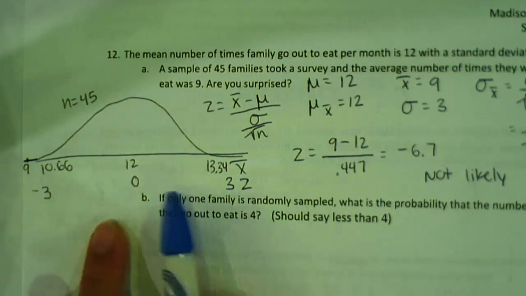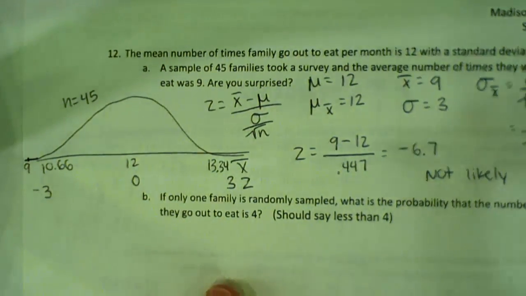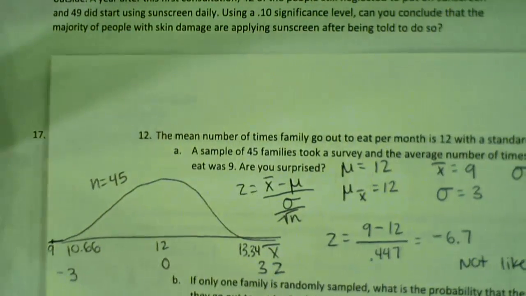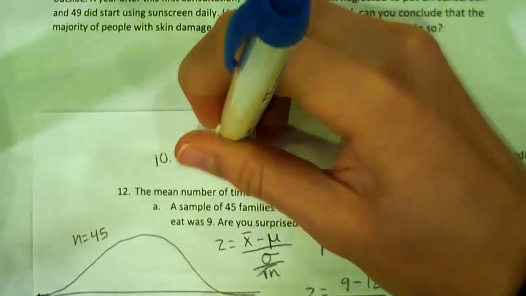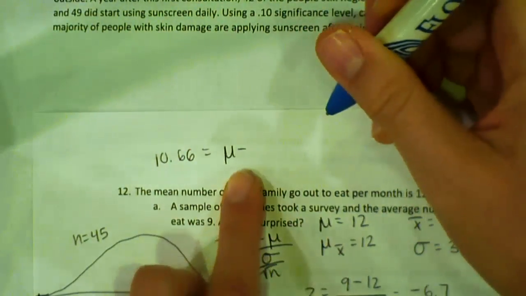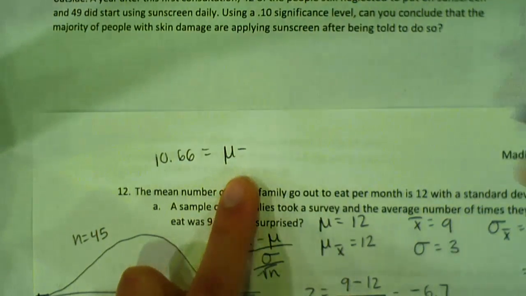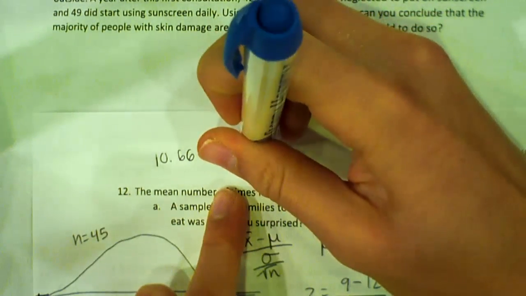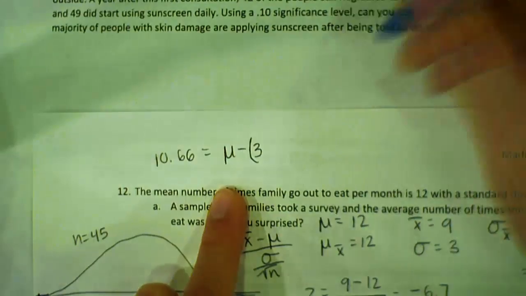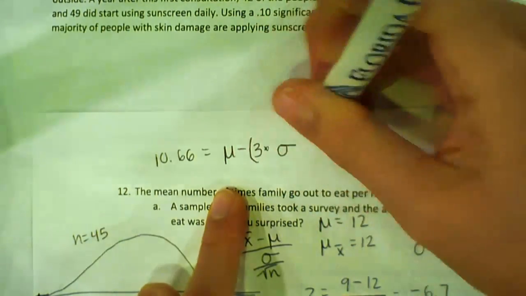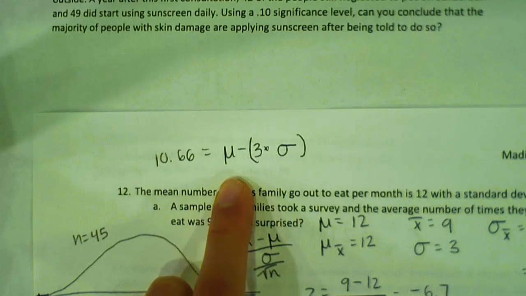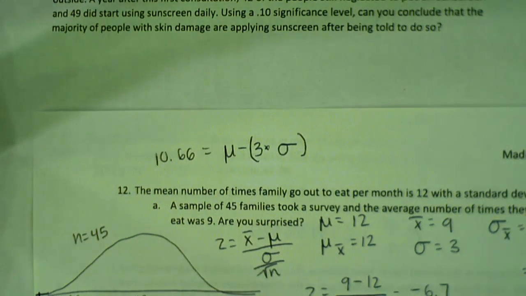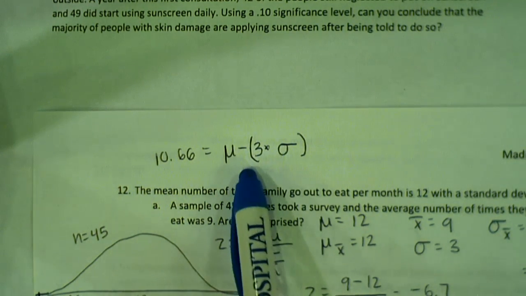So this would just basically be, I'll write it up here. This 10.66, it's the mean that we have right here, that 12, and then 3 times the standard deviation that we have, right? And then same on the other side, we're just adding.